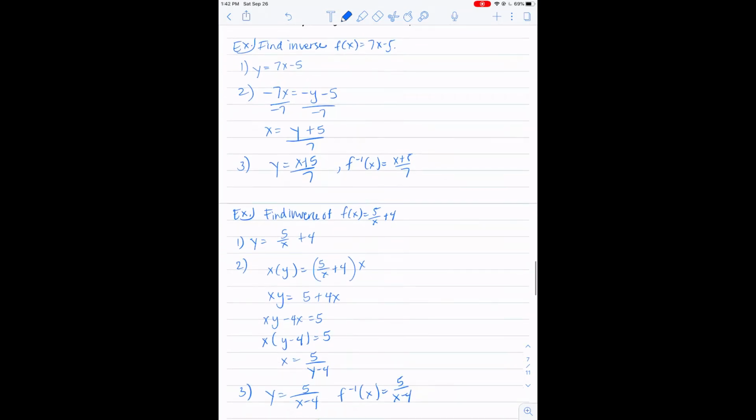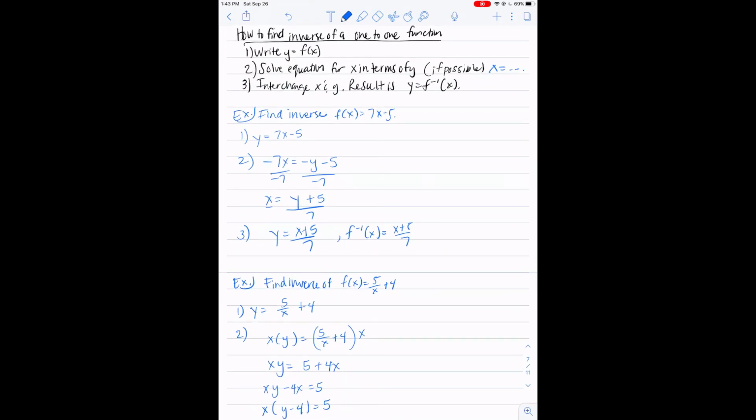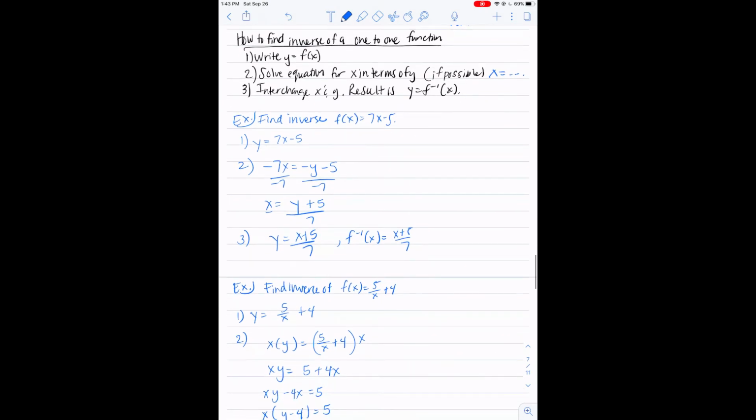So we're going to do an example. We want to find the inverse of f of x equals 7x minus 5. My first step is replacing the f of x with y. My second step is going to be getting x by itself. So I have y equals 7x minus 5. I'm going to add the 5 over.